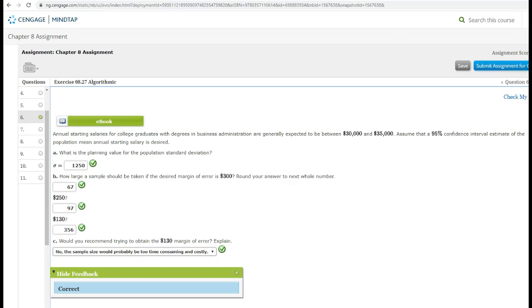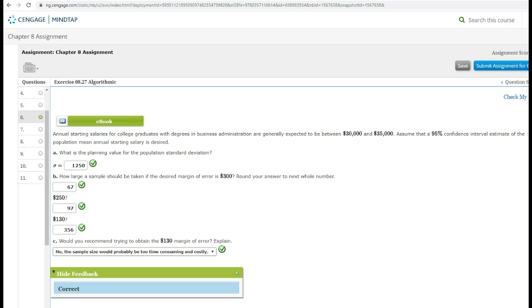I was asked to take a look at and explain problem 6 in the Chapter 8 assignment. So let's take a look at this problem real quick. I've already put in the correct answers so that you can see them, and I'll simply focus on explaining how I got these answers. So we're looking at the annual starting salaries for college graduates with degrees in business administration, and those average salaries are expected to be within $30,000 to $35,000.